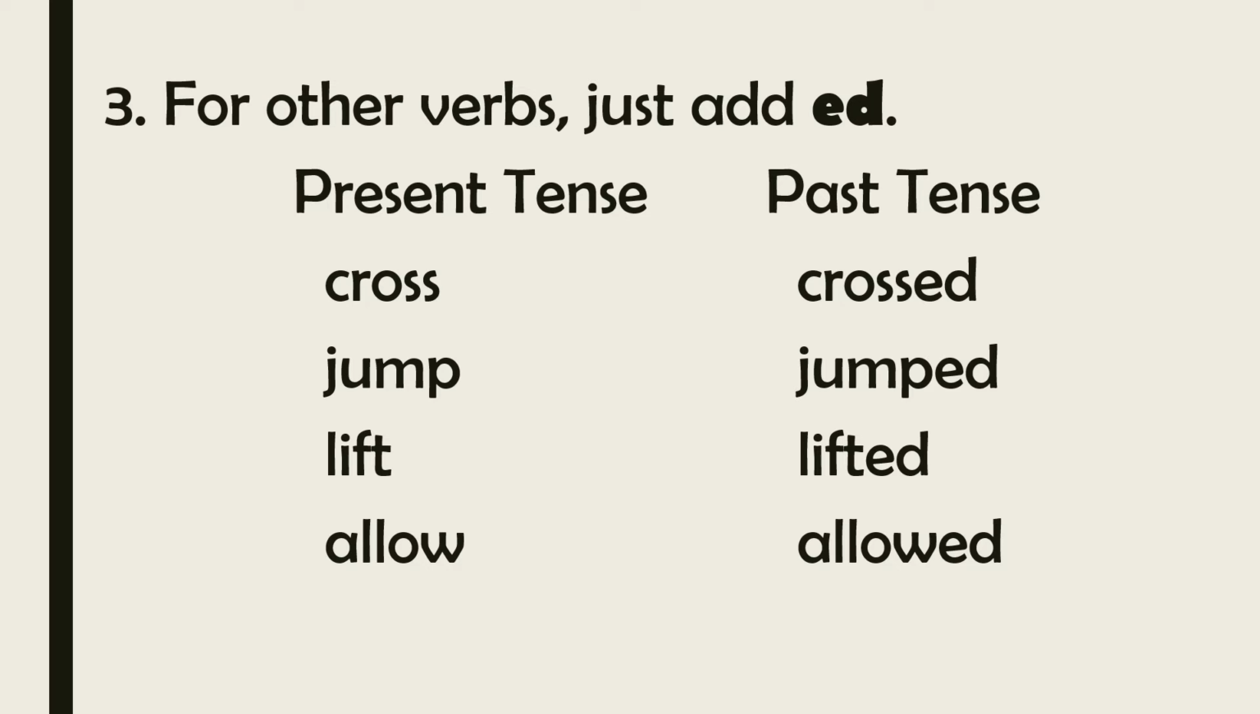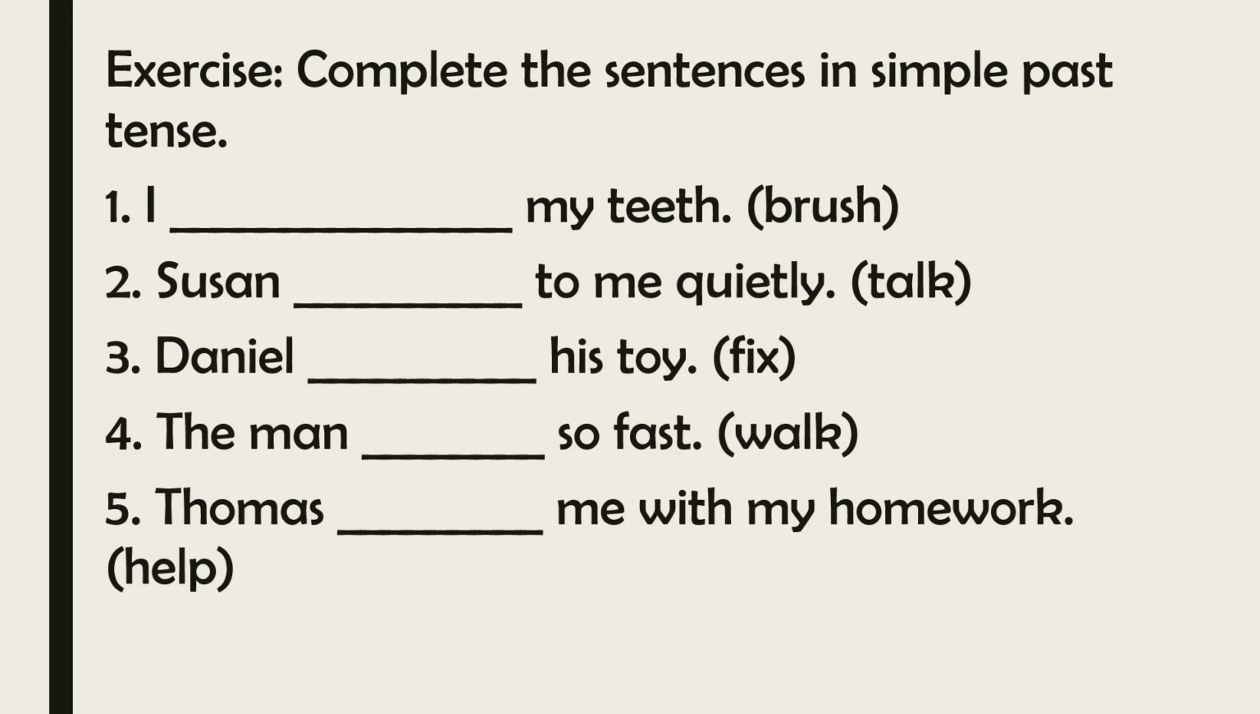So the verbs are added with the letters ed to form the present tense into past tense. So let us answer the exercises. Complete the sentences in simple past tense. Number 1, I blank my teeth. Number 2, Susan blank to me quietly. Number 3, Daniel blank his toy. Number 4, the man blank so fast. Number 5, Thomas blank me with my homework.